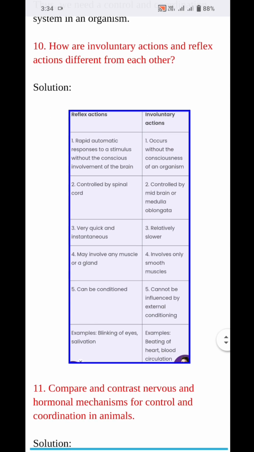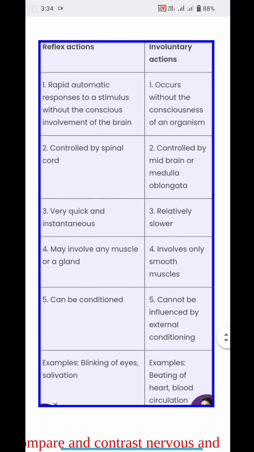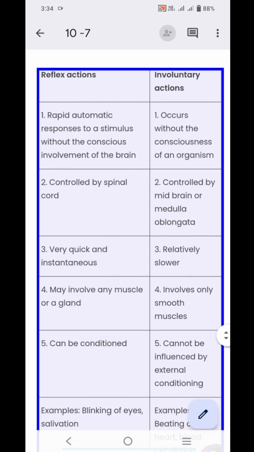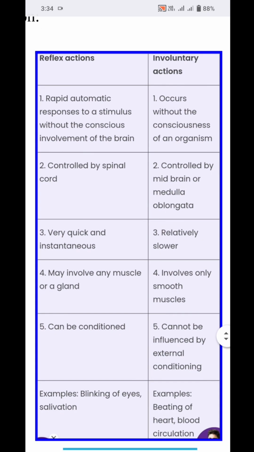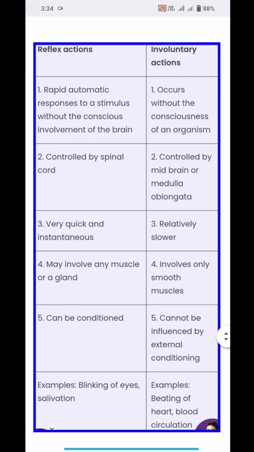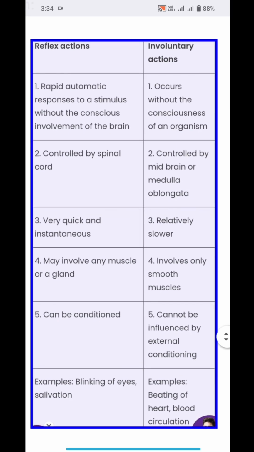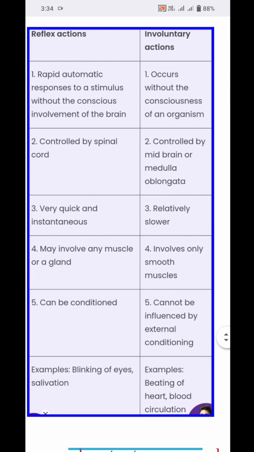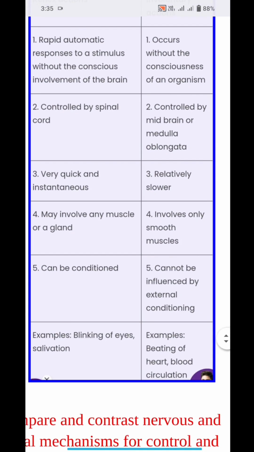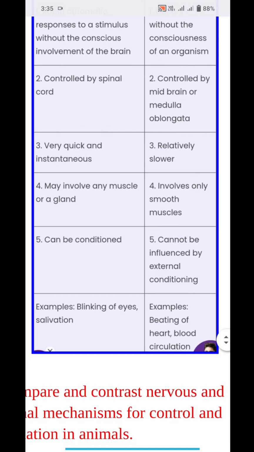Question number 10. How are involuntary actions and reflex action different from each other? Reflex action: rapid automatic response to a stimulus without conscious involvement of the brain. Involuntary action: occurs without the consciousness of an organism. Reflex action is controlled by the spinal cord; involuntary action is controlled by the midbrain or medulla oblongata. Reflex action is very quick and instantaneous; involuntary action is relatively slow.